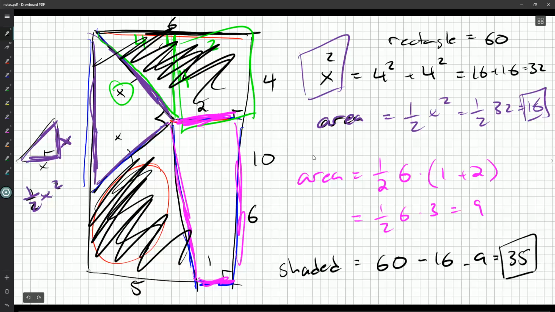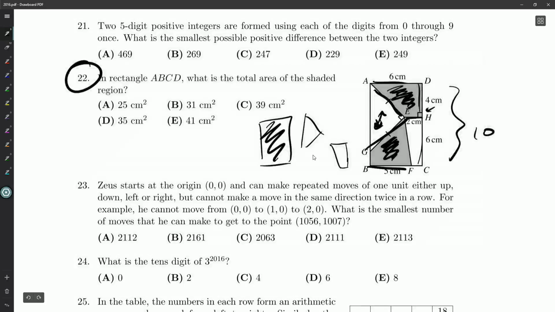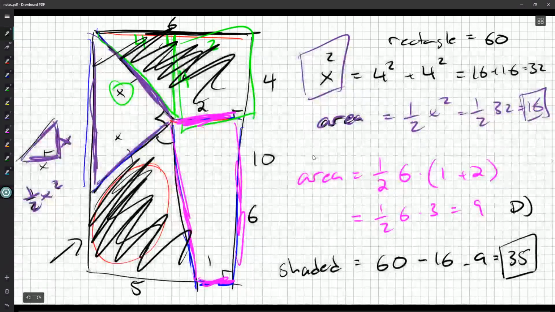Okay? The reason I didn't try and directly compute the shaded area is this shape down here seems too messy to try and deal with. I only know one of its lengths, and it doesn't have any nice angles or anything in here that I can see. So it's easier to sort of calculate by omission. And we can see that D, 35, is sitting right there, ready to be bubbled in.